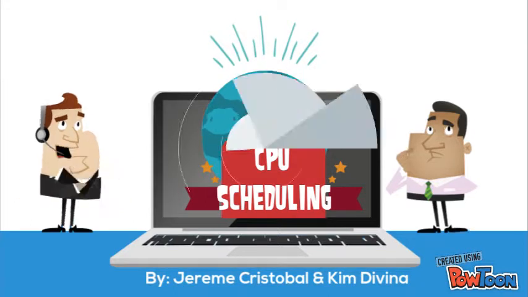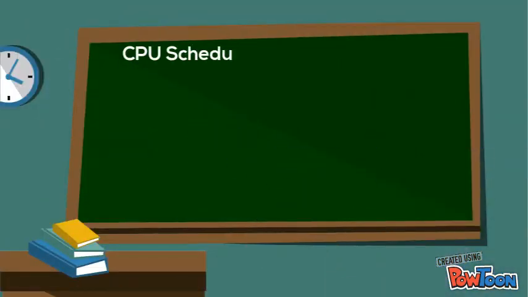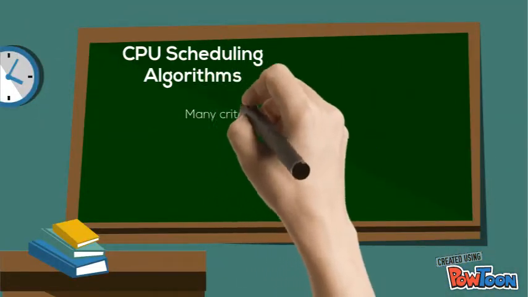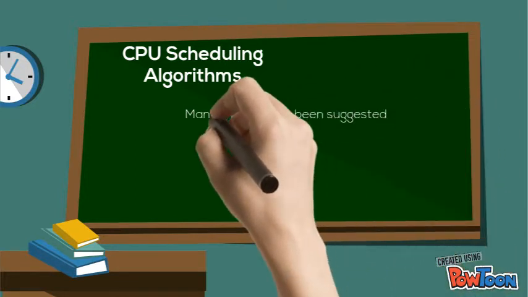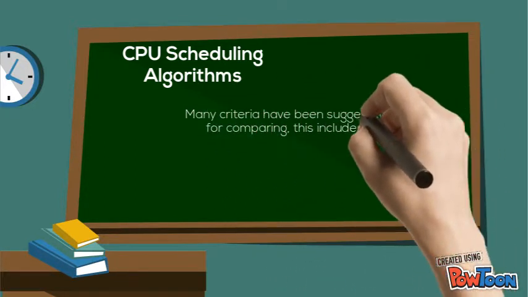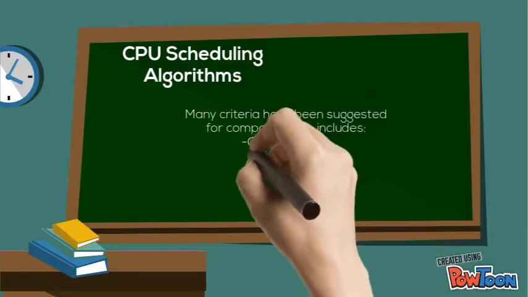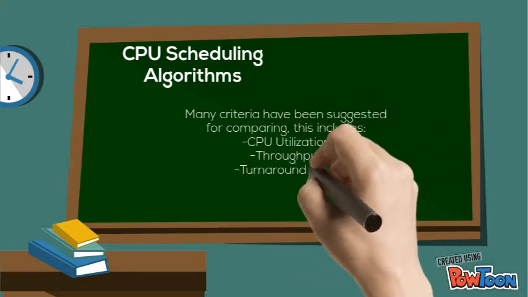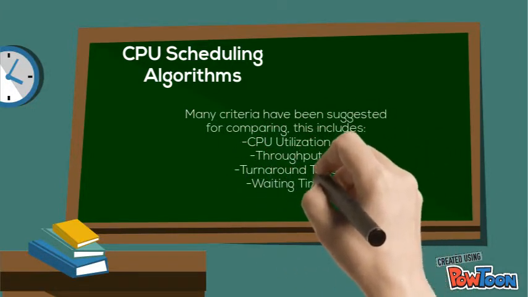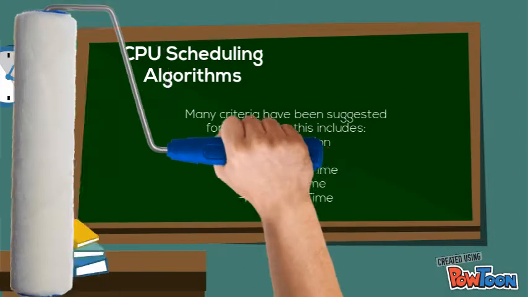Let's start. CPU scheduling algorithms. Many criteria have been suggested for comparing. This includes CPU utilization, throughput, turnaround time, waiting time, response time.